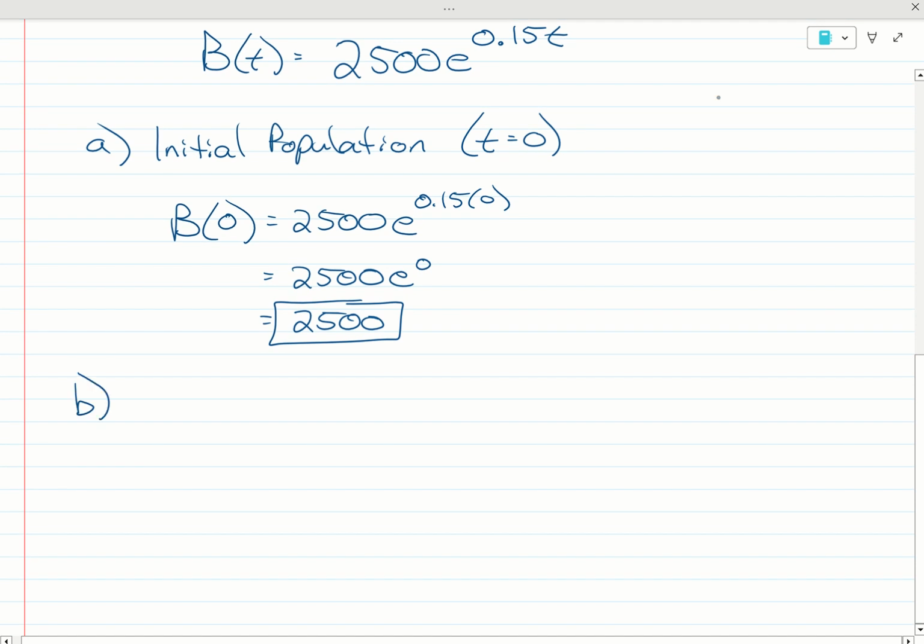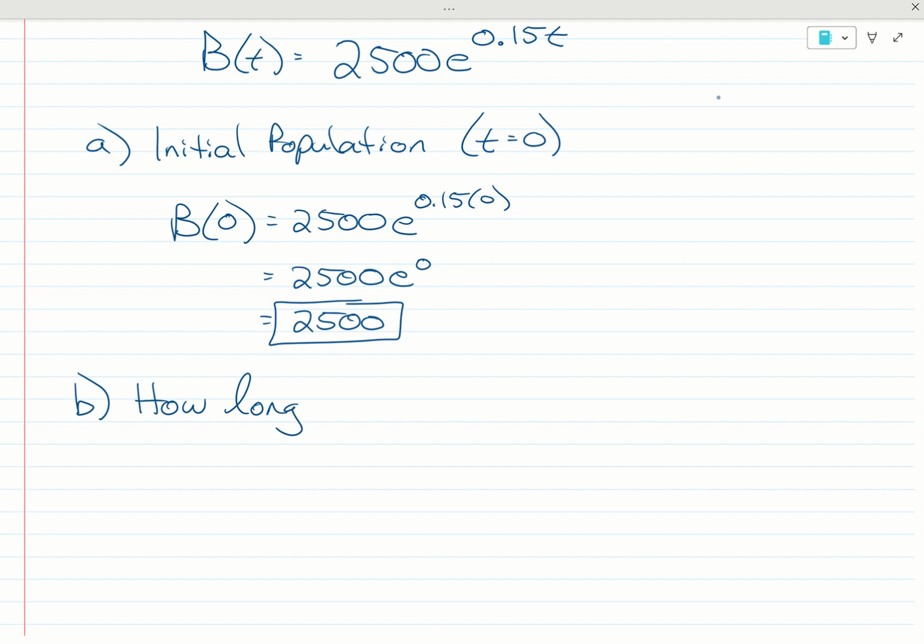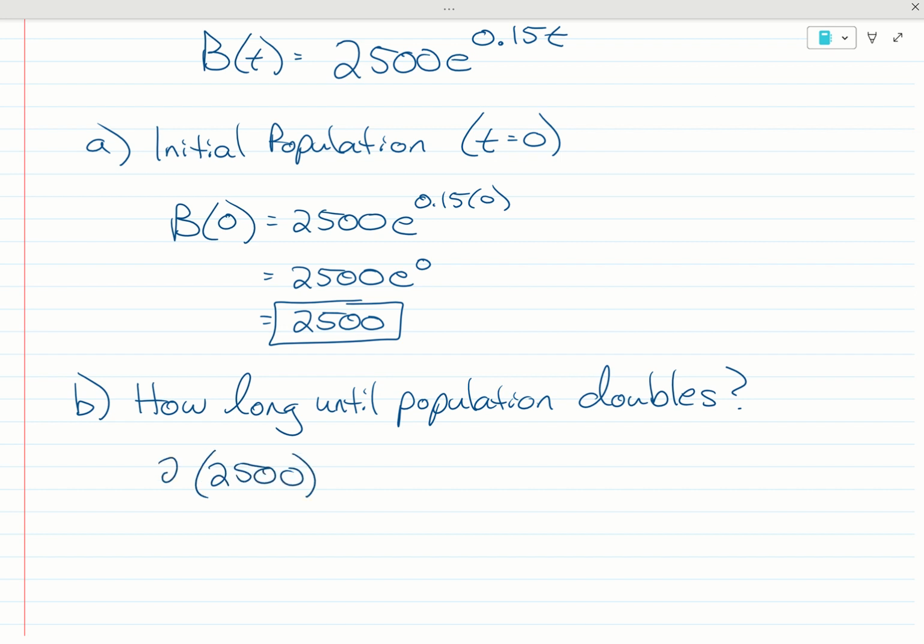Second question will be how long until the population doubles. So if the initial population is 2500, when we double that, we multiply it by 2, and we're trying to go ahead and solve for t now. So 2 times 2500 is equal to 2500 e to the 0.15 t power.